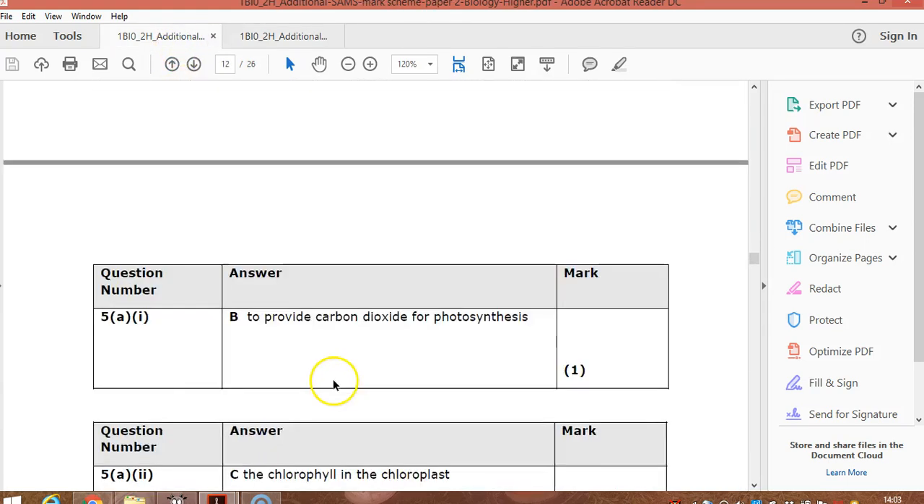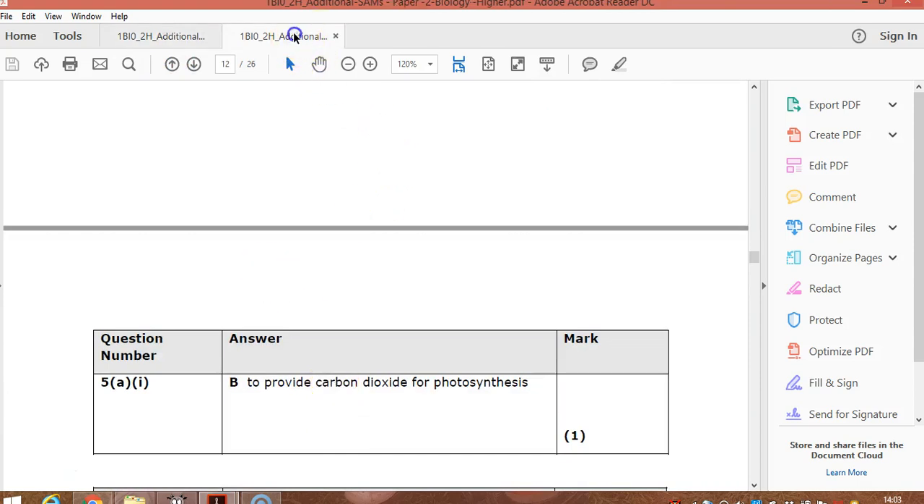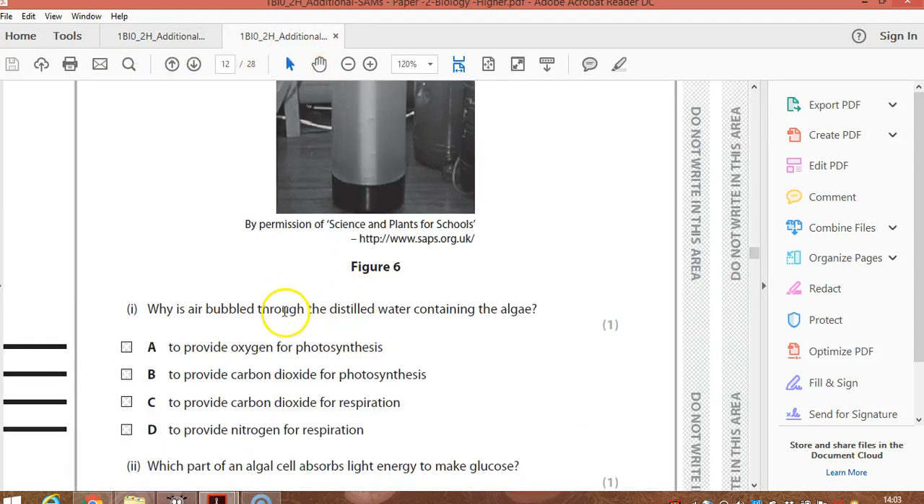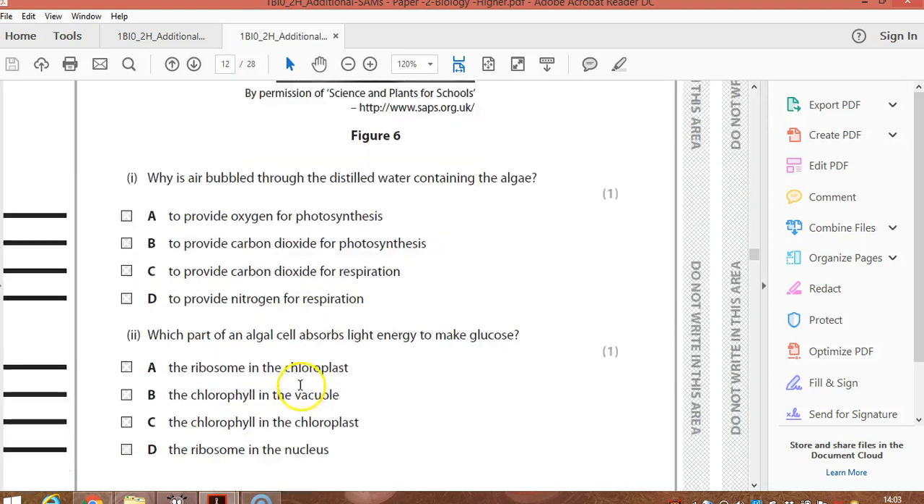The answer is B, to provide carbon dioxide for photosynthesis, because you can work this out, even if you know nothing about it. Oxygen isn't needed for photosynthesis. Carbon dioxide isn't needed for respiration. Nitrogen isn't needed for respiration. So the only one that works is that you need carbon dioxide for photosynthesis.